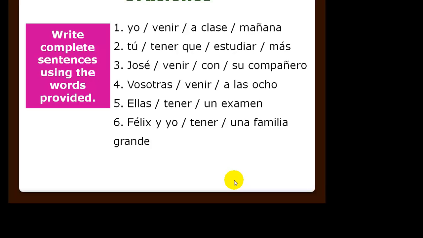We'll skip the vosotras one. Cinco, ellas tienen un examen, T-I-E-N-E-N. They, females, they have a test. Last one, número 6. Félix y yo tenemos una familia grande. Felix and I have a large family.